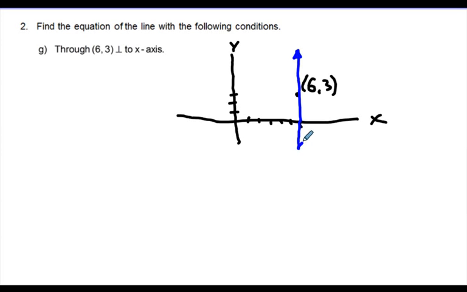So what this is going to be is you're going to have the x-coordinate on this vertical line is going to be 6. So this is going to be the line x equals 6. So that's the equation of the line that is perpendicular, or at a right angle, to the x-axis.